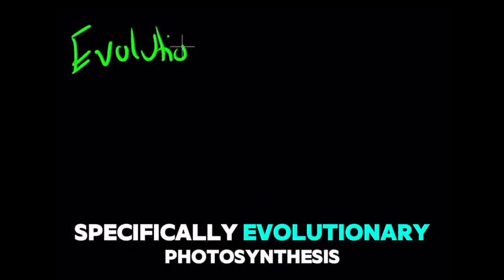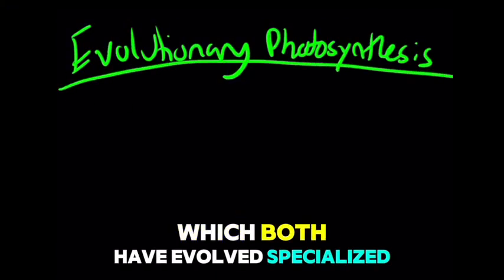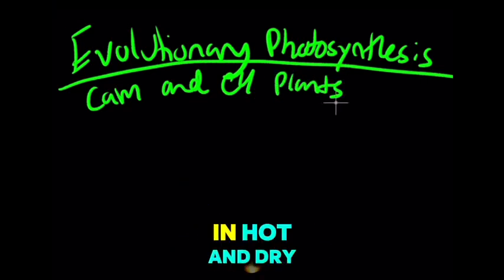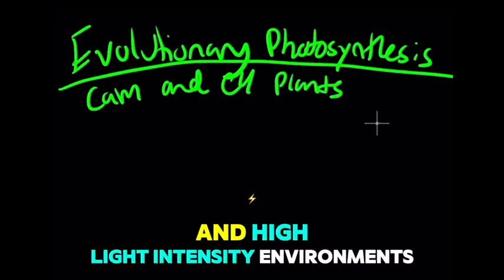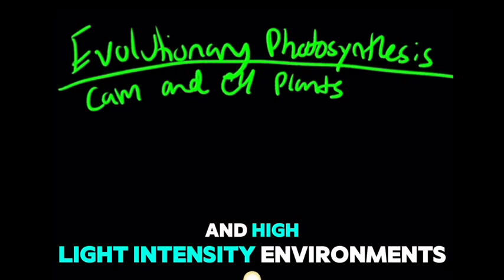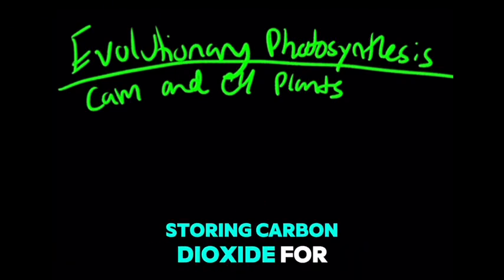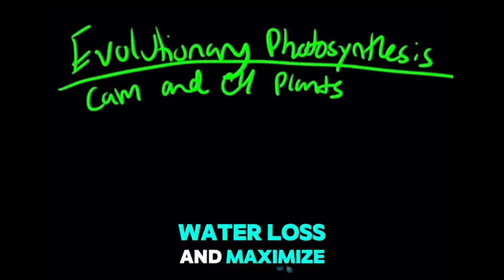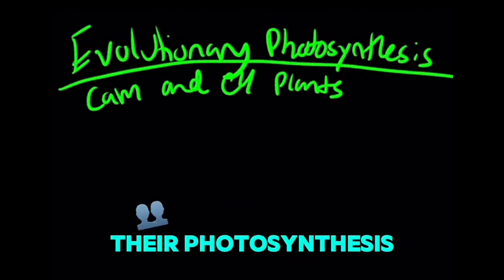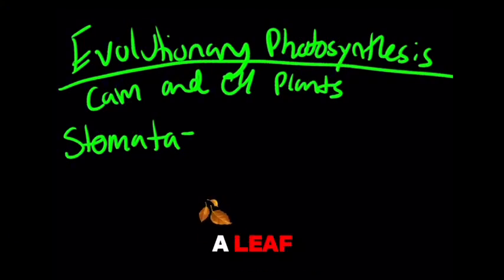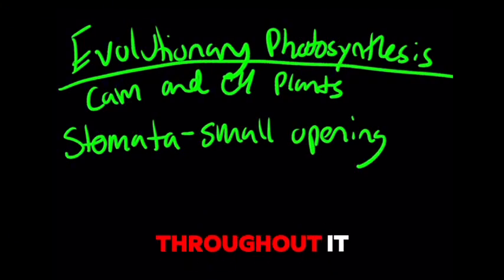So let's learn more about photosynthesis, specifically evolutionary photosynthesis. This includes C4 and CAM plants, which both have evolved specialized photosynthetic pathways that help them thrive in hot and dry and high light intensity environments, and they can thrive in these environments by storing carbon dioxide for later use, which helps them minimize water loss and maximize their photosynthesis. So the stomata is basically small openings on a leaf that allow molecules to come in and out throughout it.